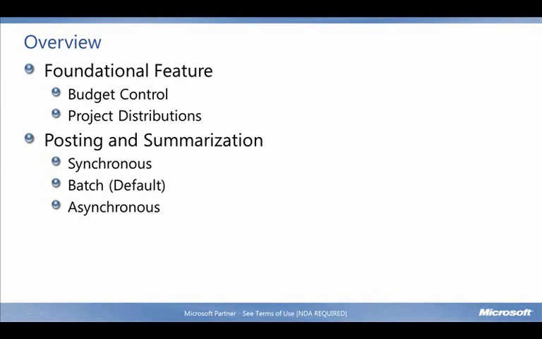Batch, which is the default setting. Users will also have the ability to send the transactions to a batch and post them to the general ledger periodically. Posting through the use of a batch does provide the ability to summarize transactions. And finally, asynchronous posting. Asynchronous posting will effectively put the journalized transaction on hold and will transfer transactions to the general ledger when there are free resources available on the server. Summarization is not available when using synchronous posting.